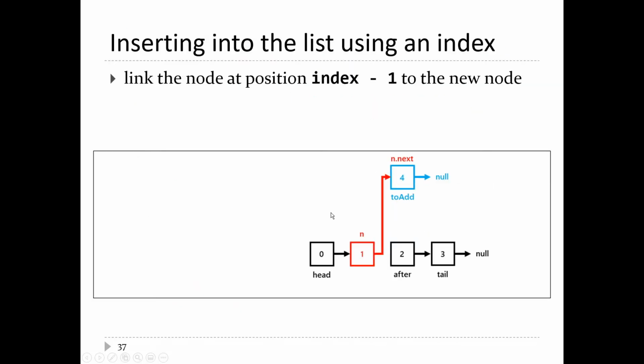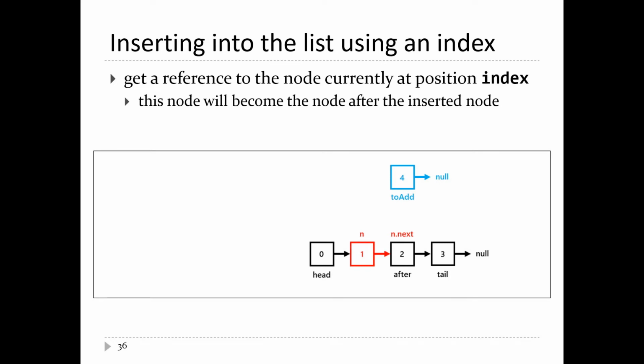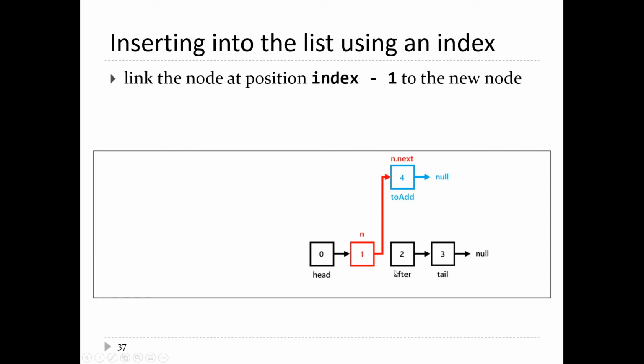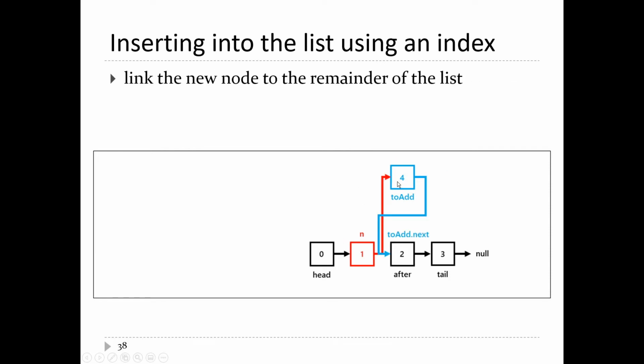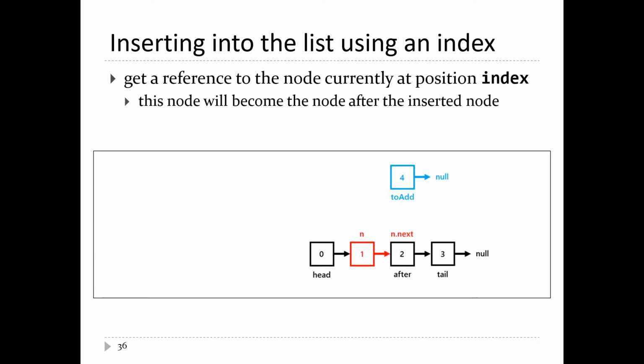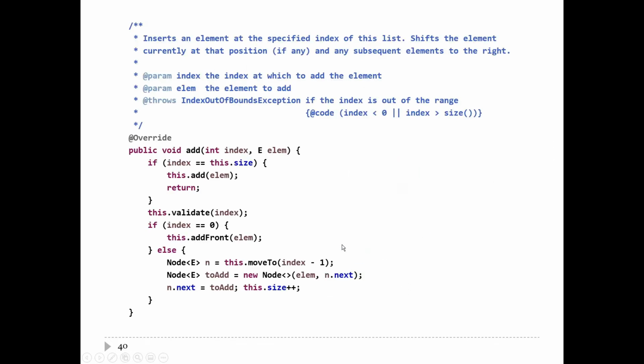So in the pictures, we did these all in separate steps. Right? We made a node after that points to the node after n, and then we joined n to toAdd, and then we joined toAdd to after. In the implementation that I'm showing you on the slides, we're going to make the new node toAdd, and we're going to join its next node directly to n.next, which is just after. So we can do all of those steps in one line like that. Finally, we're going to adjust n.next so that it points to toAdd, and then we're going to increase the size of the list by 1.